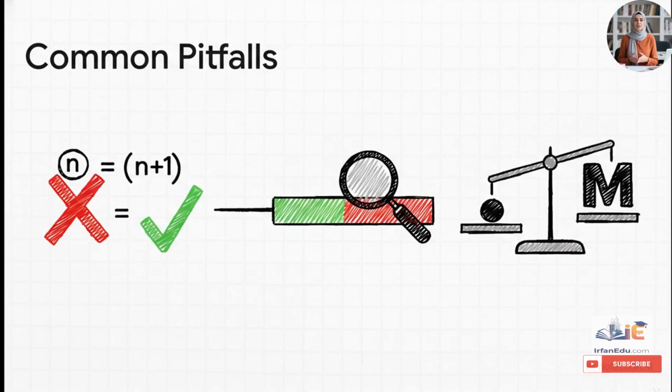Second, analyzing the wrong interval. It's just from c to x. Don't overthink it. And third, underestimating m. Remember, this is an upper bound, so being a little too high with m is safe. Being too low is wrong.